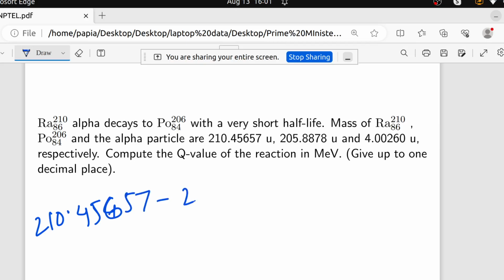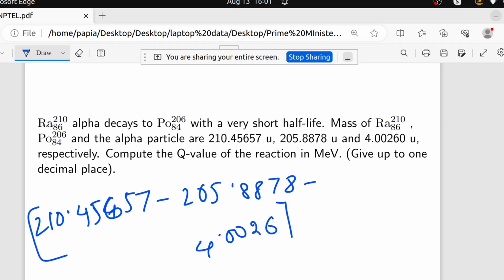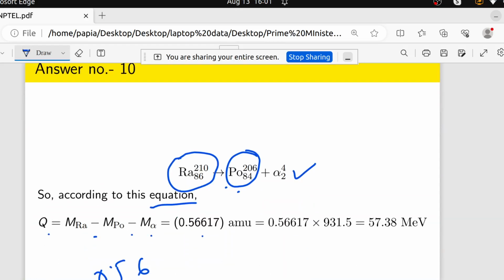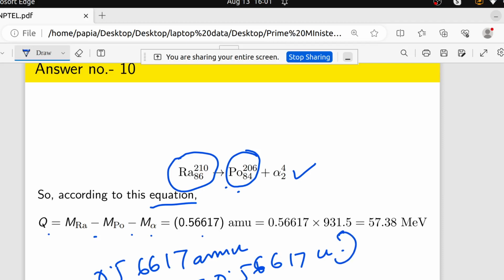If I write all the values as given: 210.45657 minus 205.8878 minus 4.0026. If I put all the things in U, then it gives us 0.56617 AMU. It is in U unit, so we have to convert that into MeV, so we are multiplying that by 931.5. Then if I multiply that, it will be 57.38 MeV. Okay, so this is the Q value.